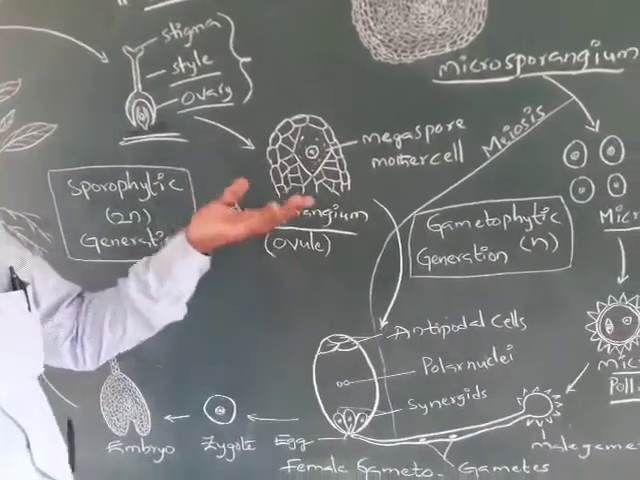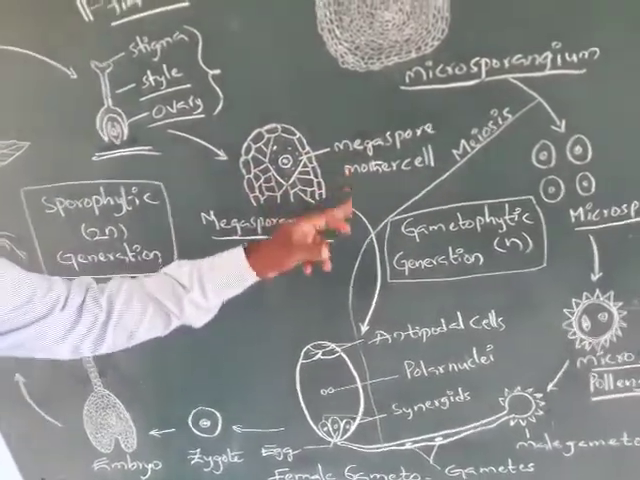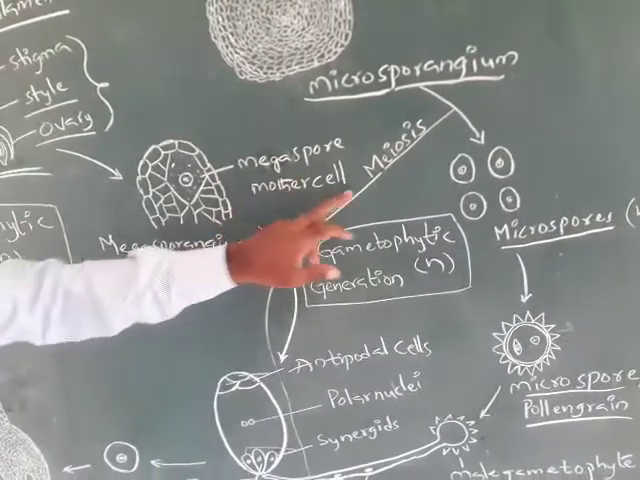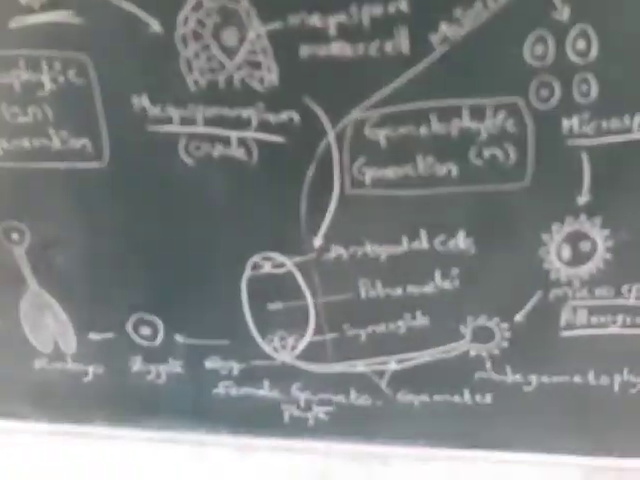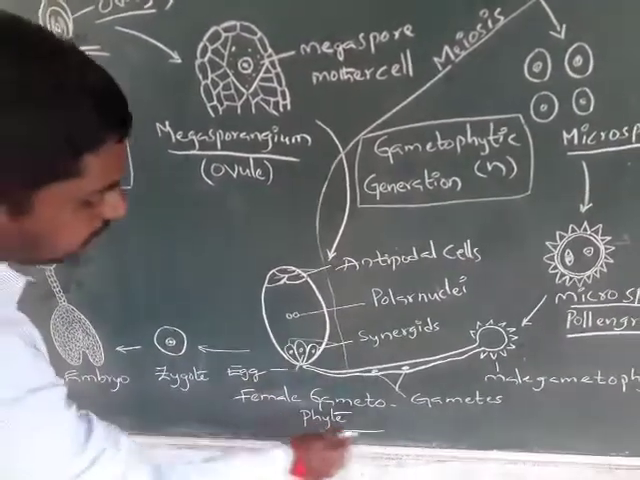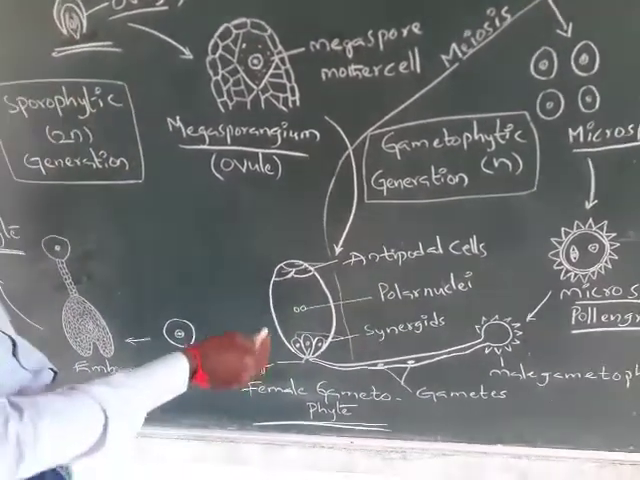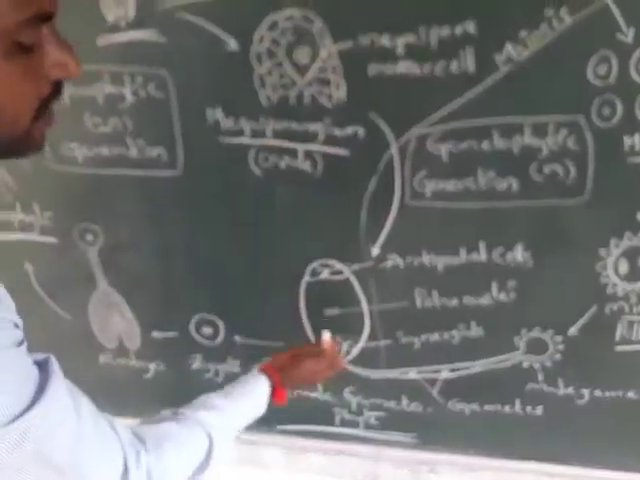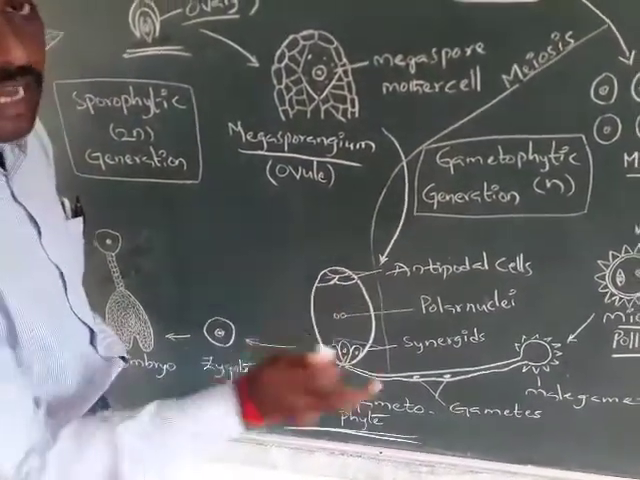The megaspore mother cell undergoes the meiotic divisions, undergoes meiosis, and forms the haploid female gametophyte, the embryo sac. Here it is the embryo sac, the female gametophyte. Each cell is in haploid condition.